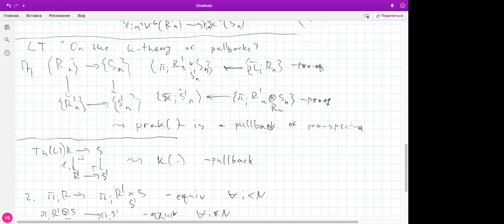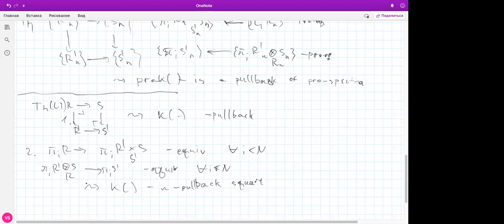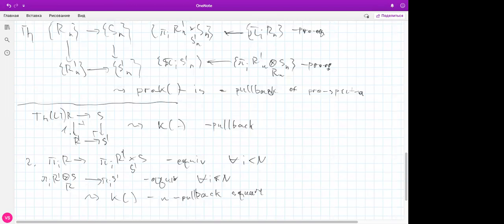Then it's on the nose true that K-theory sends it to a pullback in prospectra, but that's not the situation that people are dealing with. That's not the situation that happens, because the usual Milnor square is a very rare thing to have. As far as I understand, you don't ever have this kind of thing for classical Noetherian schemes. It's something very weird.